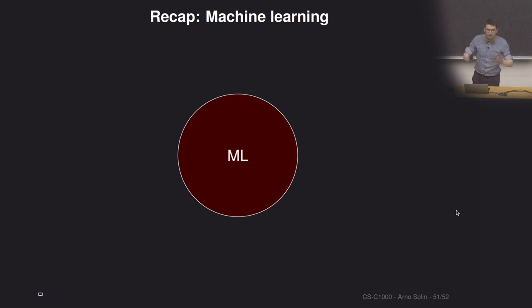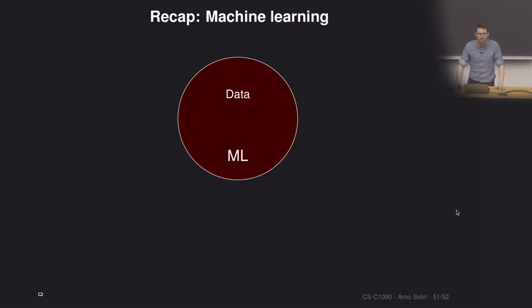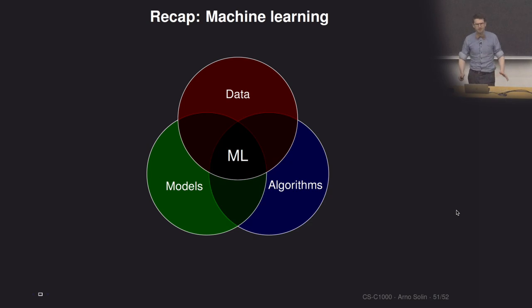Okay, recap. What were the 3 ingredients of machine learning? I hear the right things. Data, models, and algorithms. Do you feel that you have a grasp of machine learning now? Okay. Next up, we are going to dive slightly deeper into things.